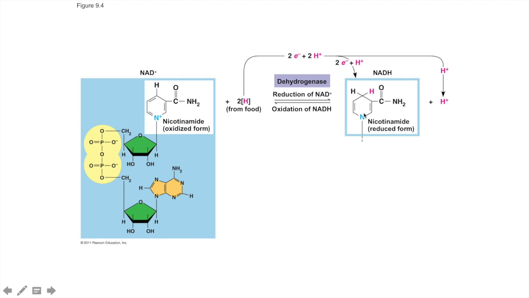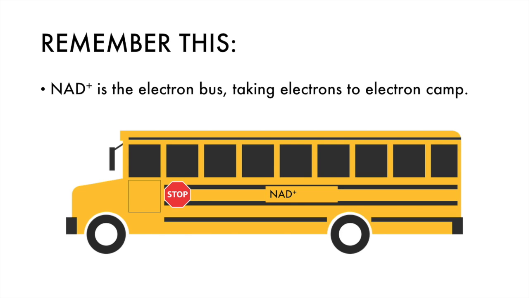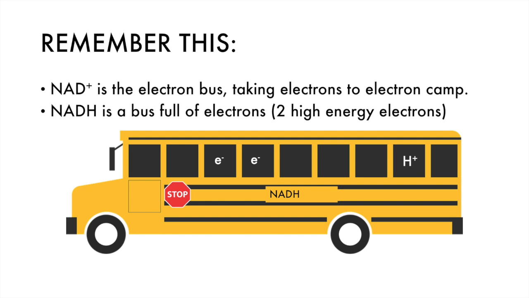And if this is all just, you're like, what is going on here? I am confused. Remember this. NAD plus is the electron bus taking electrons to electron camp. So when the bus is full of electrons, and that's 2, the bus is full. So NADH is a bus full of electrons.